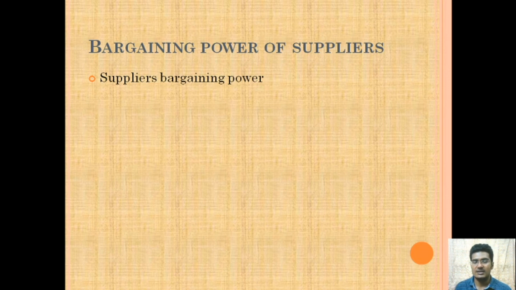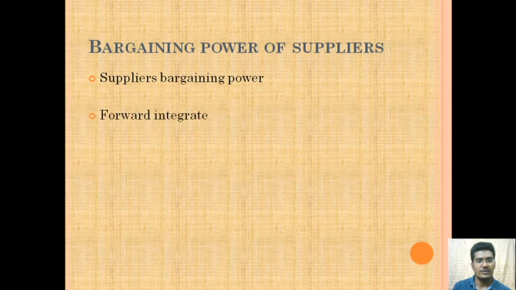But for example, if the company's switching cost from one supplier to another supplier is high, and the company is not able to afford that, then what the supplier fixes is the price, which has a direct impact on the selling price as well.